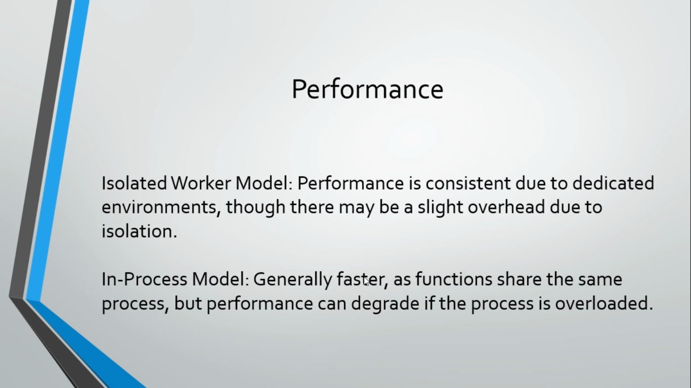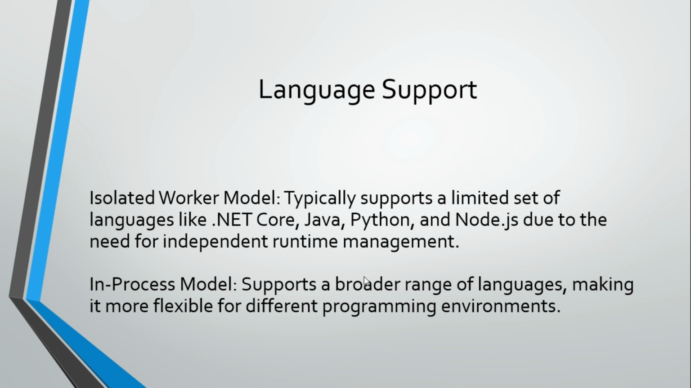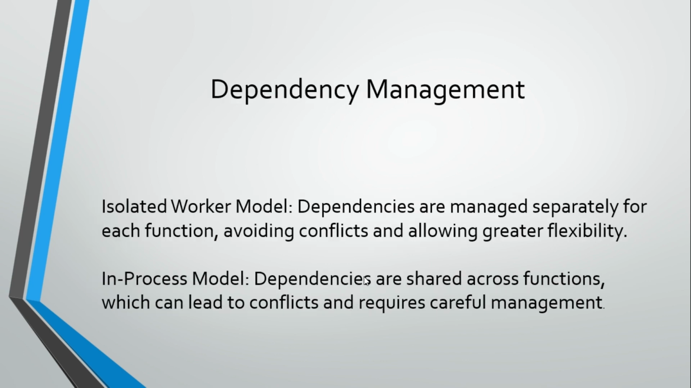Okay. Performance: in the isolated worker model, performance is consistent due to the dedicated environment, though there is slight overhead due to isolation. In the in-process model, it is generally faster as functions share the same process, but performance can degrade if the process is overloaded. Right. Language support: the isolated worker model typically supports a limited set of languages like .NET Core, Java, Python, and Node.js, due to the need for independent runtime management. But the in-process model supports a broader range of languages, making it more flexible for different programming environments.